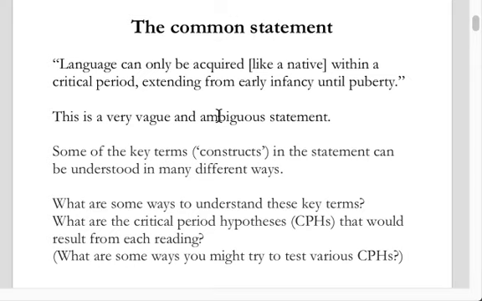So maybe pause the video now and take a minute to just think about different points of ambiguity in this sentence, in this statement of what the critical period hypothesis is. What are some of the unclear constructs or terms in here? What are different ways of understanding them? And what would be the resulting critical period hypotheses? So take a minute and do that.